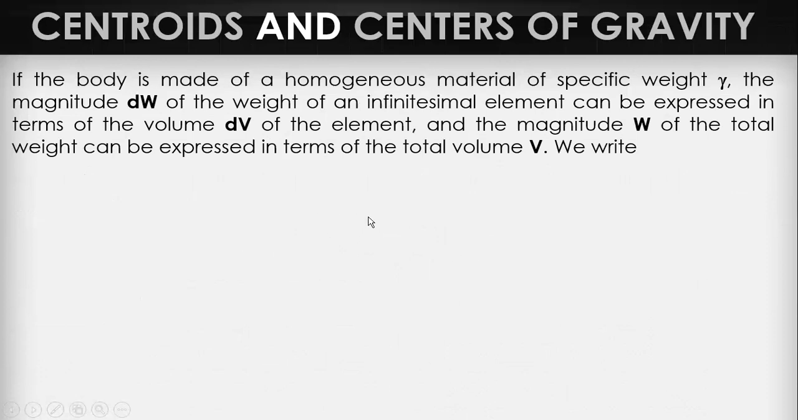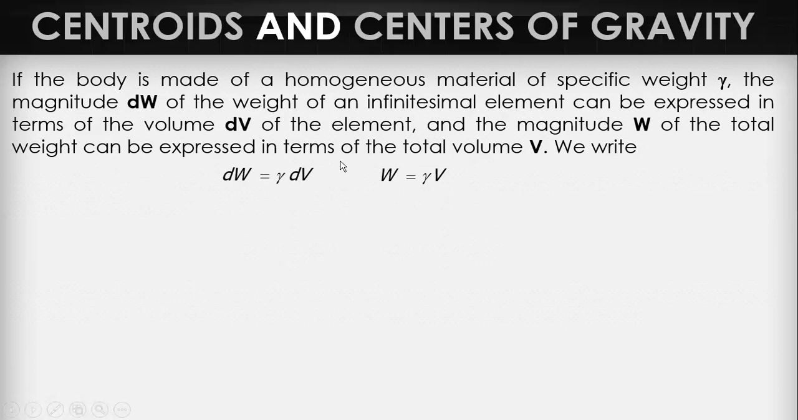If the body is made of a homogeneous material of specific weight gamma, the magnitude dW of the weight of an infinitesimal element can be expressed in terms of the volume dV of the element. And the magnitude W of the total weight can be expressed in terms of the total volume. Same as with area, weight is equal to gamma times volume. This one.